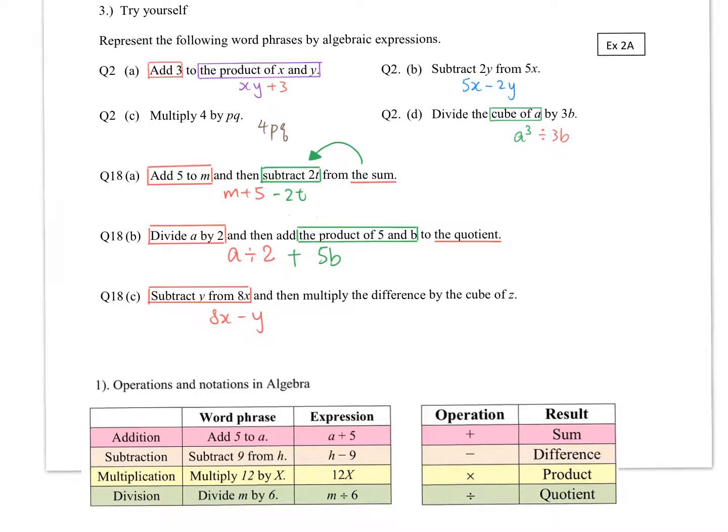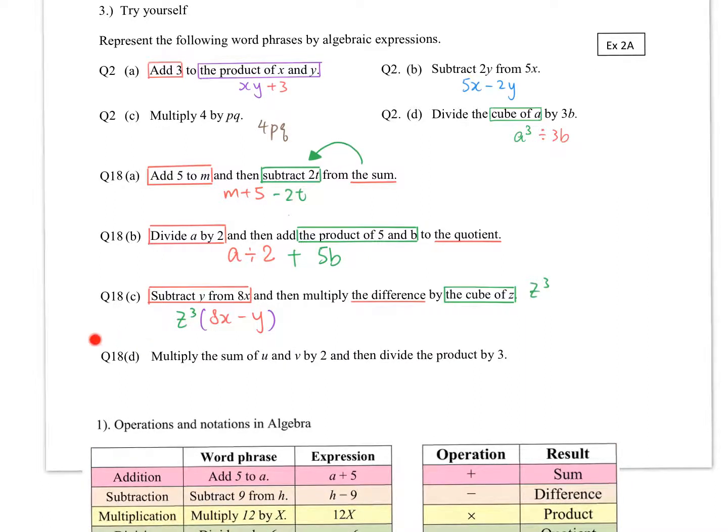And then multiply the difference by the cube of z. We know that the difference is the result of the subtraction. Because we are going to multiply something, so we have to put a bracket. The cube of z actually is z to the power 3. So because it is multiplication, we put it at the front of the bracket. And this is the answer.